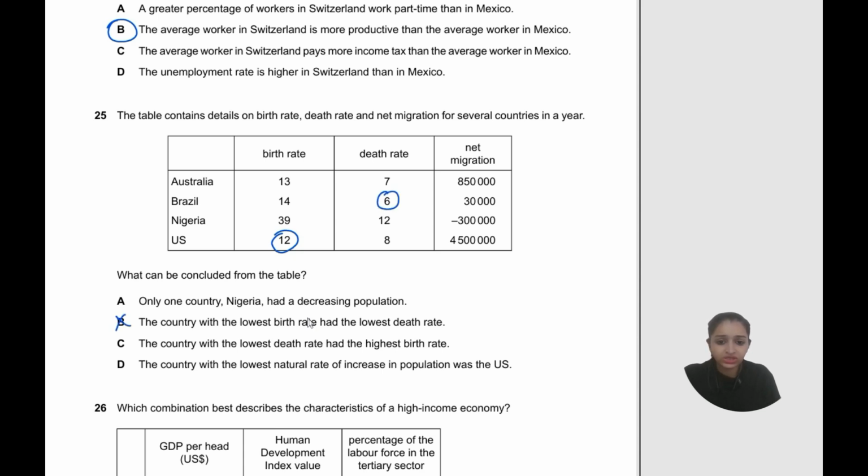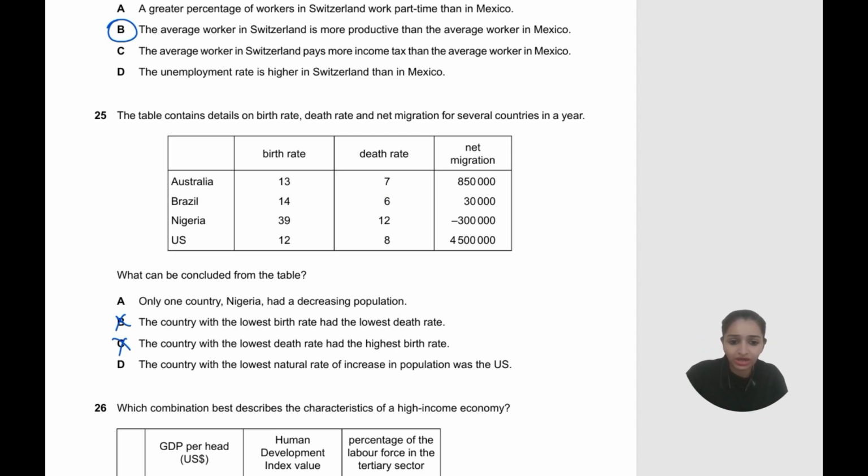The country with the lowest death rate is with this country, had the highest birth rate. No, the highest birth rate goes here. So again, C is not an option. So see how you can eliminate the options, and you only have to check one of the options which is actually applicable, or two of the options which are actually applicable.